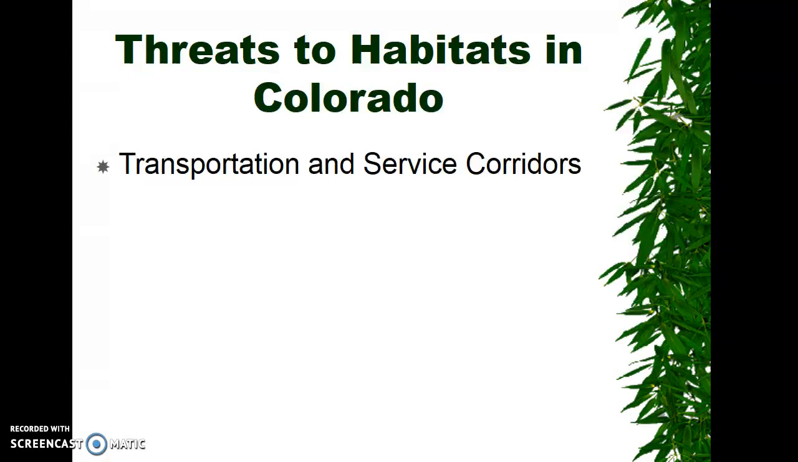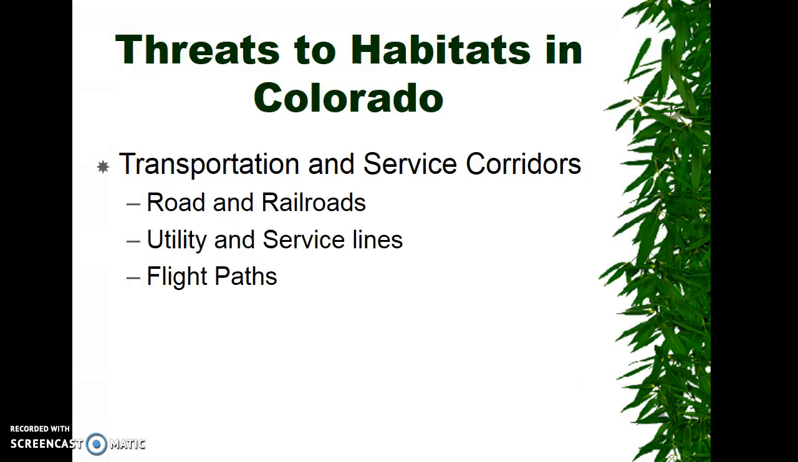Okay, speeding things up. Transportation and service corridors, that's kind of a no-brainer. Roads and railroads. Utility service and power lines, that can be a problem. Even flight paths for things like birds, that'll impact birds and where they can be.